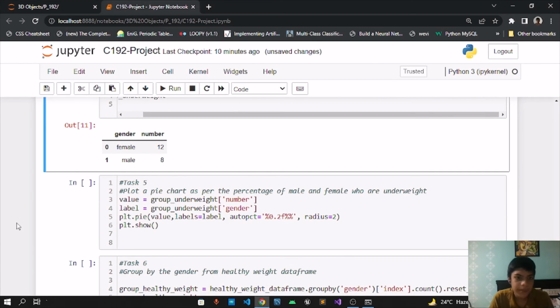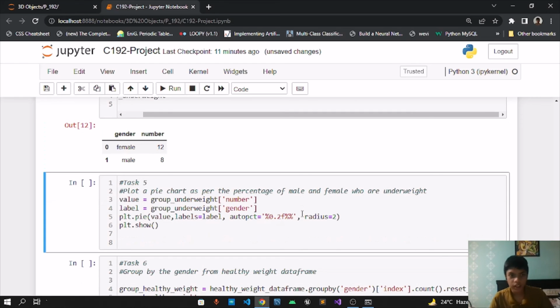So task 5 is plot a pie chart as per the percentage of people who are male and female and are underweight. So how many male people are underweight, then how many female people are underweight, and by this autopct we'll also get the percentage of them. So let's do it in a similar way. Values are group underweight number. This has these two values 12 and 8, and labels are group underweight gender, so it has female and male. Then we give the values, labels, autopct, radius equals to 2 and plt dot show.